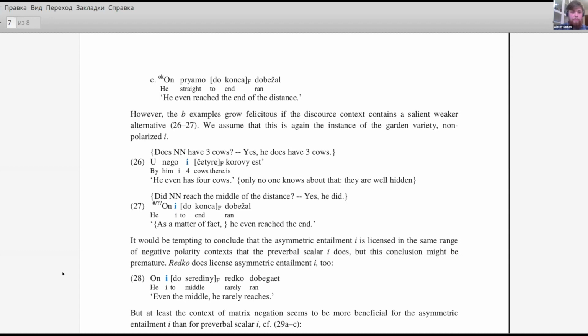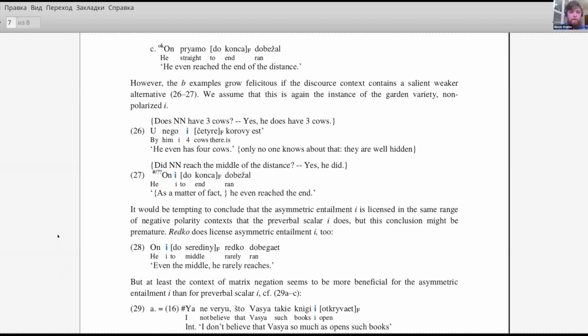And there we note one more peculiar property of the negative polarized E. It does not require there to be a salient true alternative, unlike the garden variety. And we assume that in 26 and 27, where the discourse provides a salient true alternative, we have the garden variety.